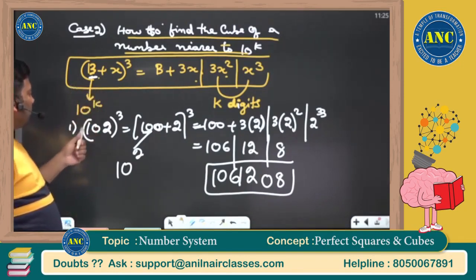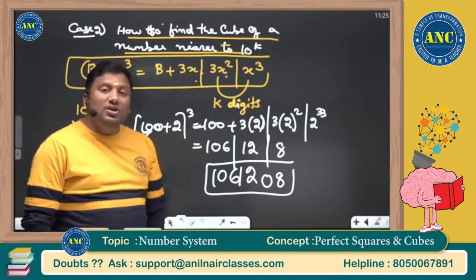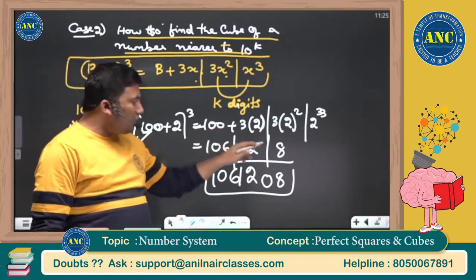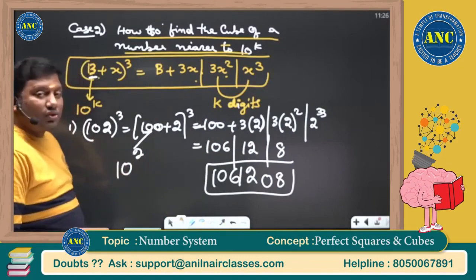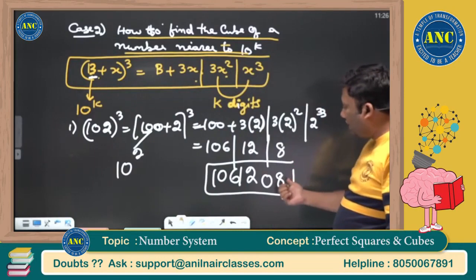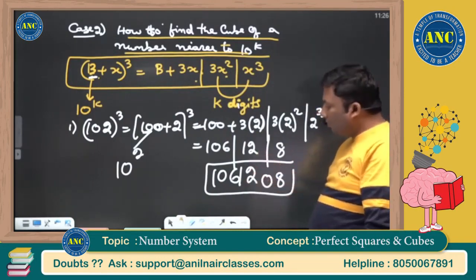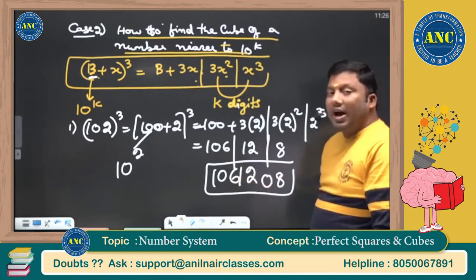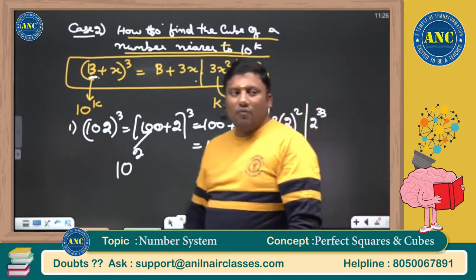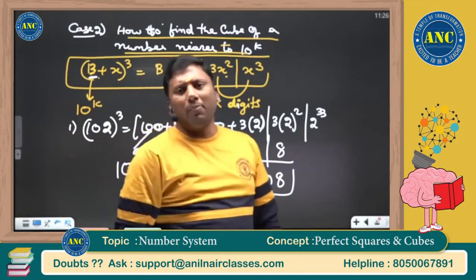Now, (b plus x) power 3, where b is 100 and x is 2. That is b plus 3x, 100 plus 3 into 2, then 3 into 2 square, and 2 cube: 106, 12 and 8. 100 is 10 square, so the last places should be in a 2-digit format. 8 in a 2-digit format is 08. 12 is already in a 2-digit format. Write down 12. The answer is 106, 12, 08. Second question. We will do more and more problems in class.